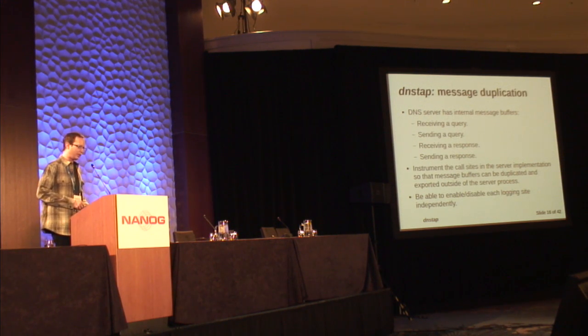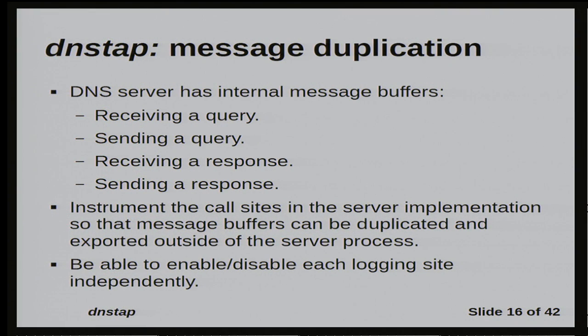So basically, a DNS server has these internal message buffers for processing query and response messages, sending and receiving queries, sending and receiving responses. The basic idea is that we should instrument the code sites where these buffers are manipulated. Once we have a full message buffer with the complete DNS message in it, we should just duplicate it and export it outside of the server process. And we should be able to enable and disable each logging site independently of all the other sites so that we can support different use cases.